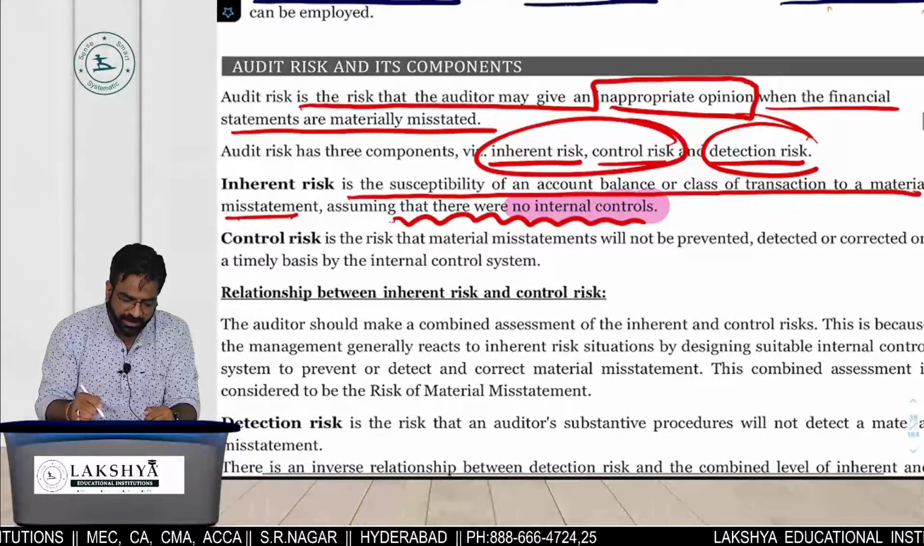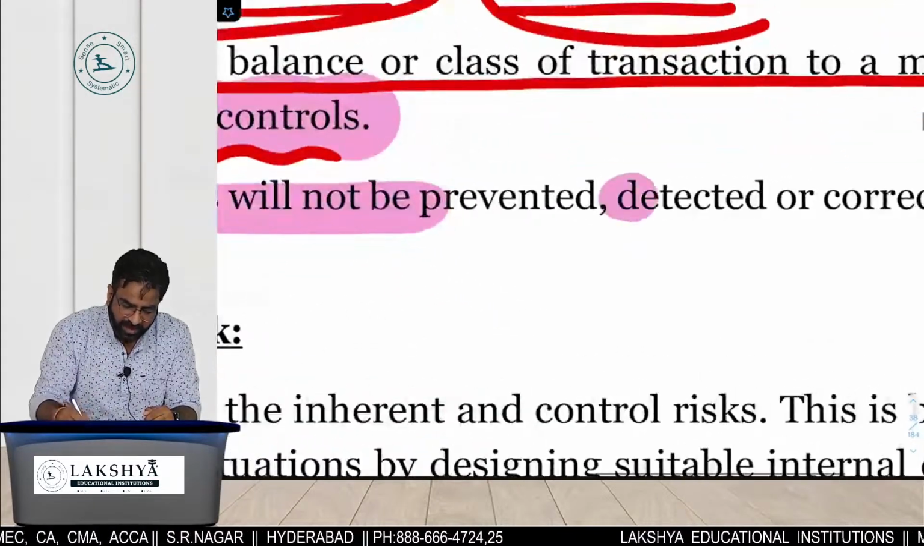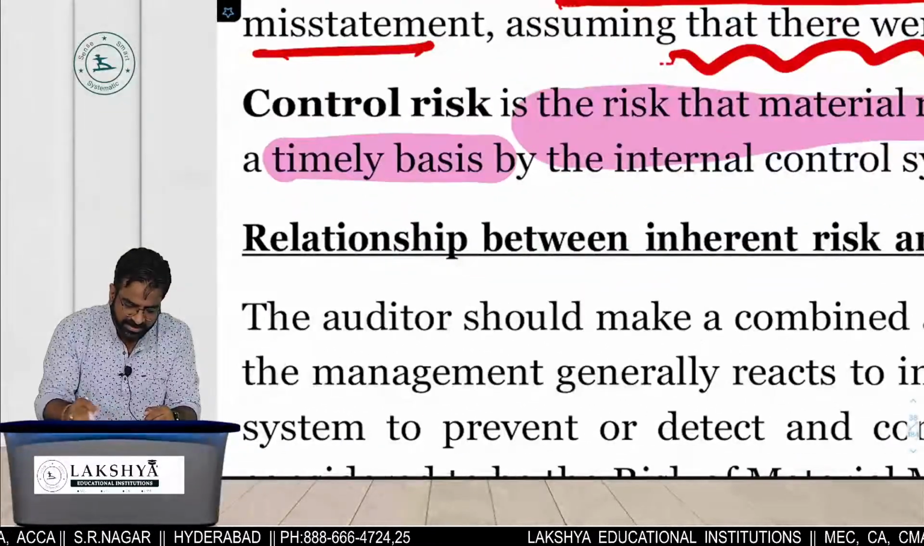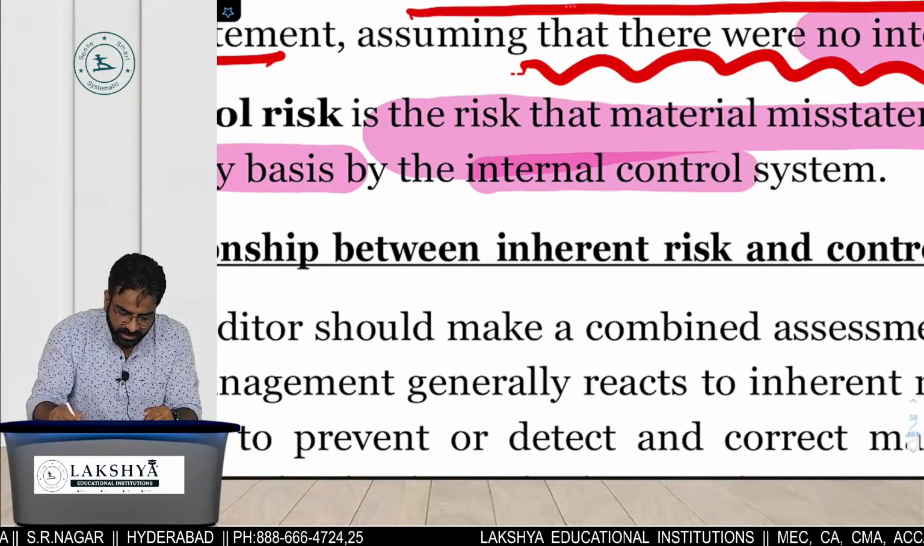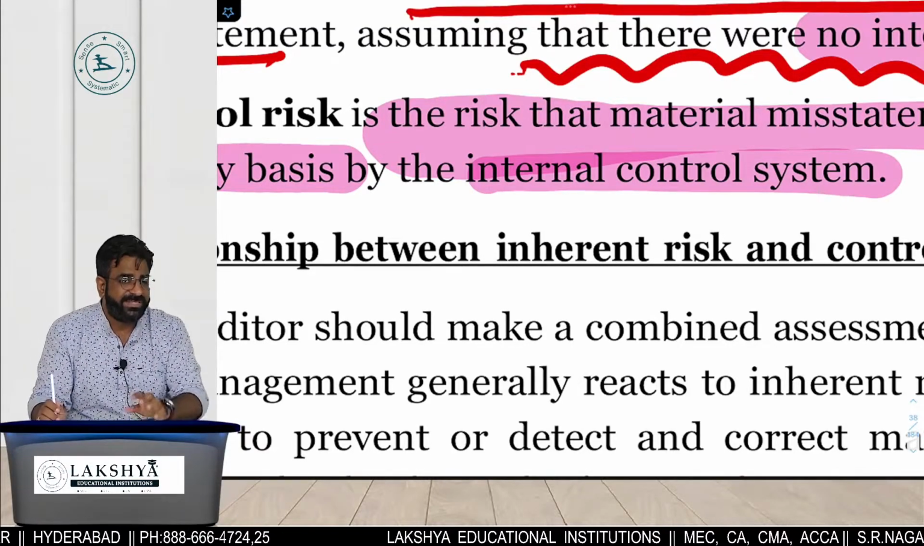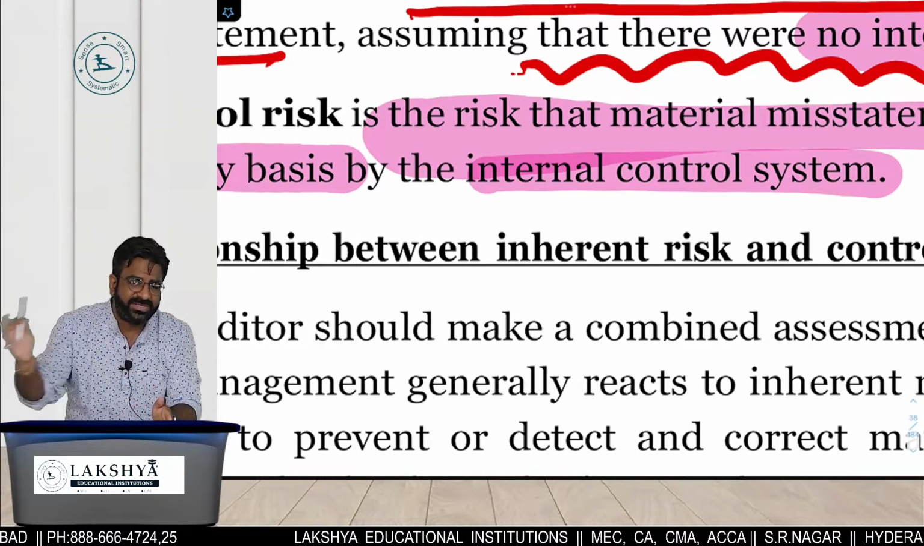Therefore, read control risk: a risk that material misstatement will not be prevented, will not be detected, and will not be corrected on a timely basis by the system. Why? Because your internal control system is poor. So what is happening due to no ICS? Inherent. What is happening due to poor ICS?